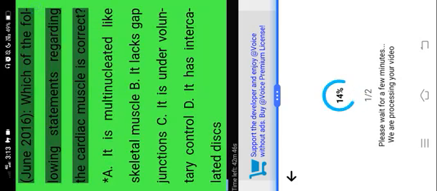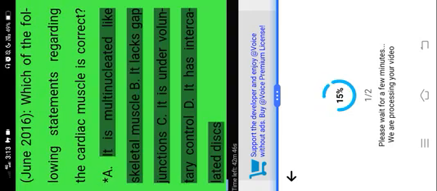June 2016: which of the following statements regarding the cardiac muscle is correct? A. It is multinucleated like skeletal muscle. B. It lacks gap junctions. C. It is under voluntary control. D. It has intercalated discs. Answer: D. It has intercalated discs, which facilitate electrical coupling between adjacent cells.